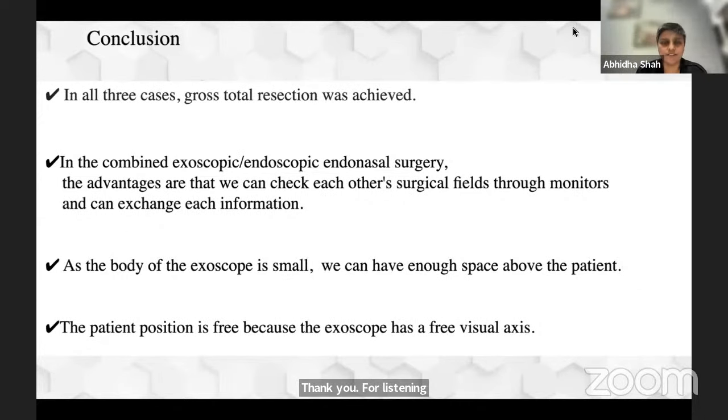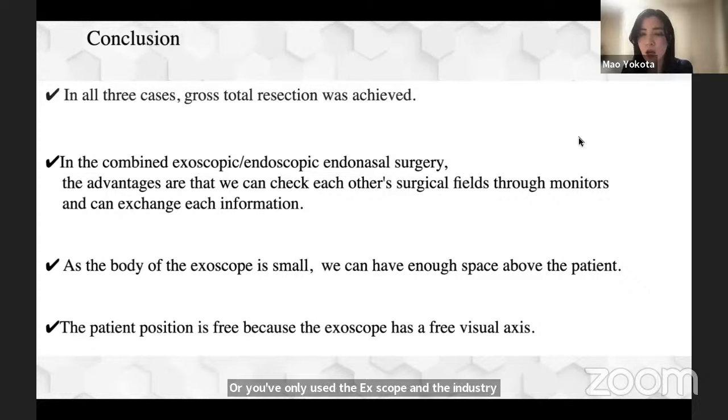Thank you, Dr. Yokota. That was a very nice technique. Very interesting way of using the exoscope and the endoscope both to remove the tumor. Do you also use the microscope and the endoscope, or do you only use the exoscope and the endoscope? No, we used the microscope before the 2000s, but now almost all cases are only exoscope and endoscope.